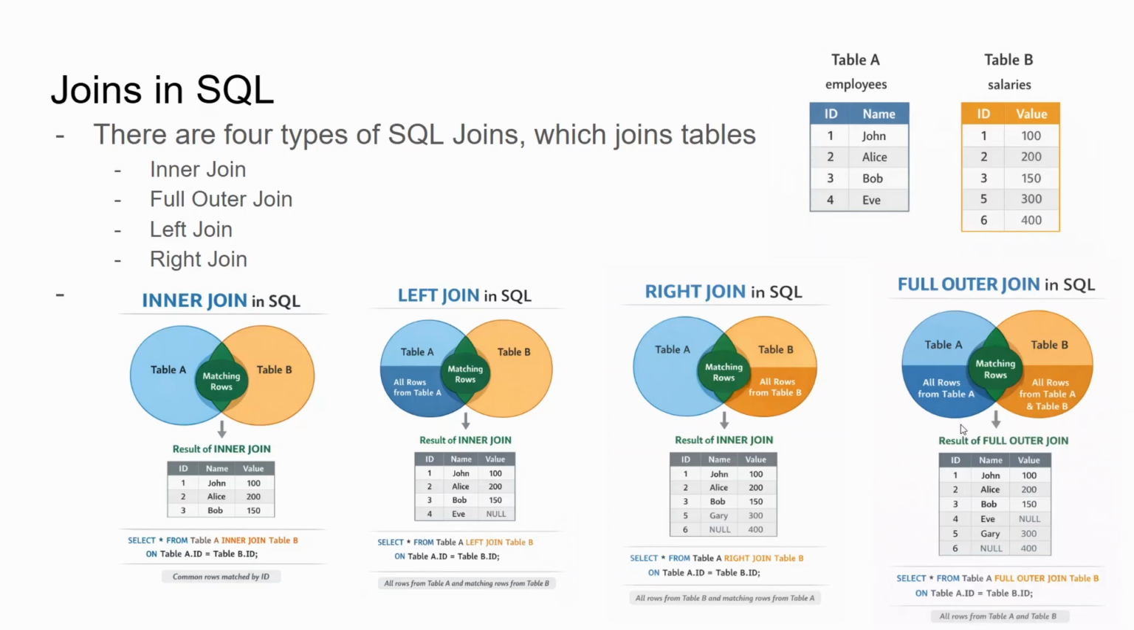In a full outer join, it doesn't matter. Both will come, irrespective. So John, Alice, Bob, Eve will come. Then 100, 200, 150, 300, 400 will come.